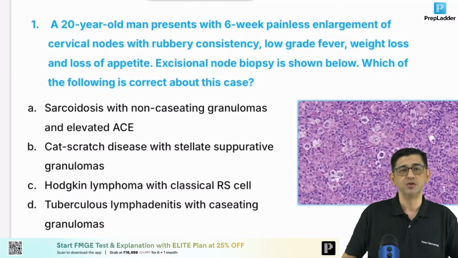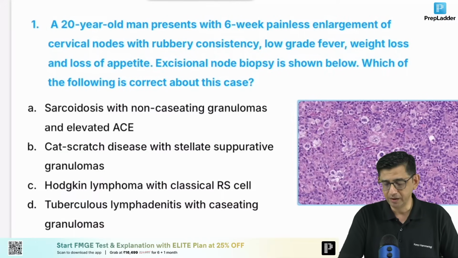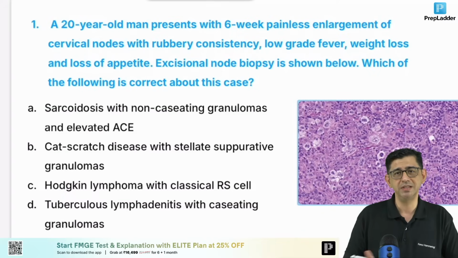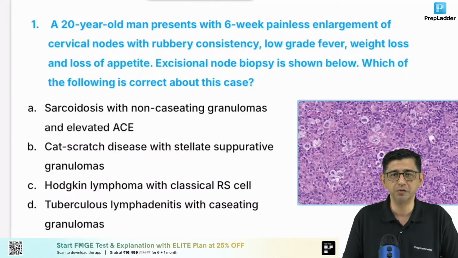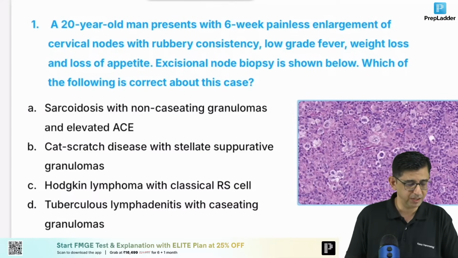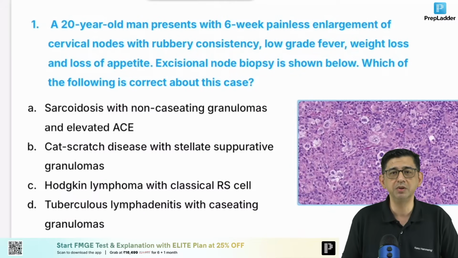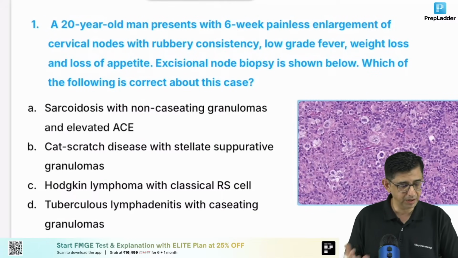Fine. So we have this 20-year-old man. He has come with 6 weeks of painless enlargement of the cervical lymph nodes. There is a rubbery consistency present. And then he has those category B symptoms like fever, weight loss and loss of appetite, which are so common in the Indian subcontinent, both with respect to tuberculosis as well as malignancies. Now he asks which of the following is correct about it. So I want you to hit the comment button very soon with respect to what finding would be seen here. And I'm getting comments there also.